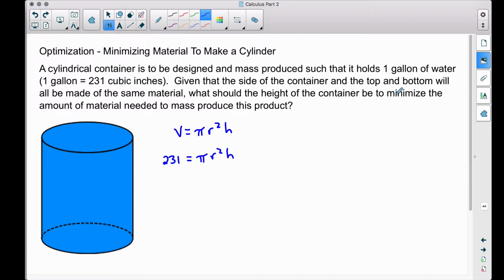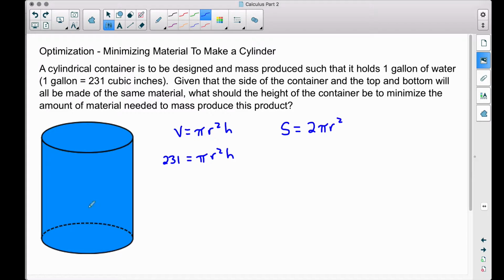If we're talking about minimizing the material to make this container, we're talking about the surface area of this cylinder. We have two circles that are the same. The area of one circle is pi r squared, so the area of two circles will be 2 pi r squared. However, we have to talk about the side of this container, the side of this cylinder.